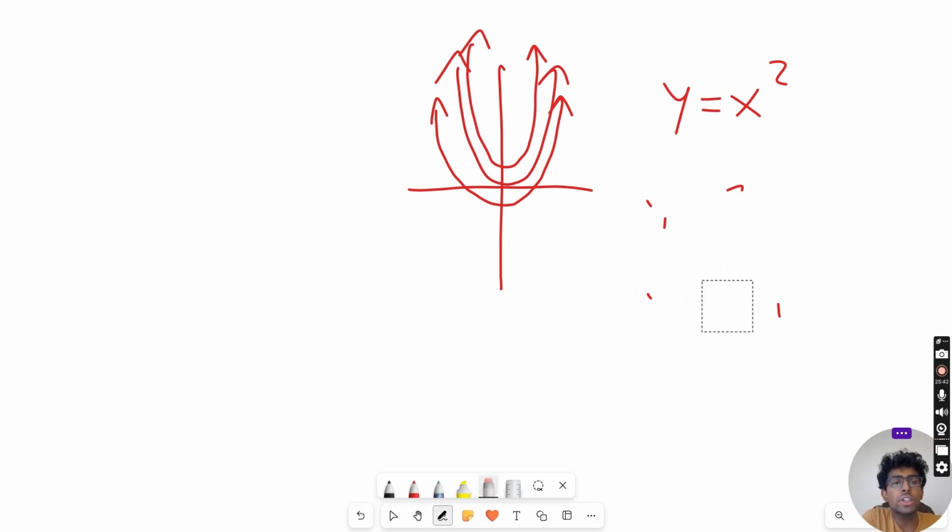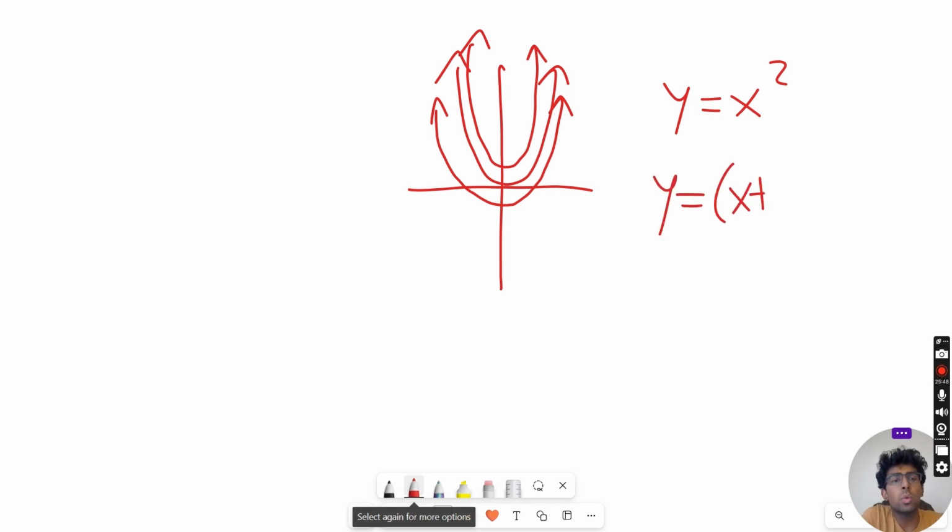Now for horizontal transformations, it's a little counterintuitive in a way. Because if I give you y is x plus 1 squared, you might think, oh, we're going to the right one. But that's actually not the case here. When you see a plus 1 or a plus constant, you're actually moving to the left. So x plus 1 would be like this one, moving to the left one.